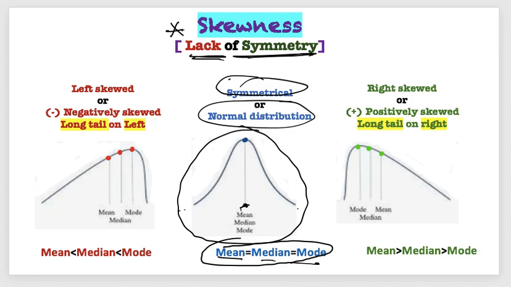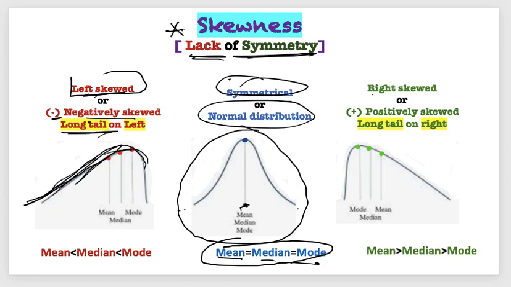And when they are not the same, they are either left skewed or right skewed. So how do we identify that it is left skewed? When you observe that there is a long tail on the left side, that means this data is negatively skewed, or left skewed. So how can we remember it: long tail on left, left skewed, negative.